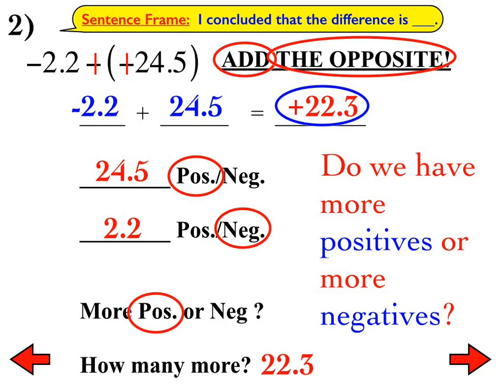All right, I would like everybody to do number 3 and number 4, and then we will compare with our shoulder partner. Both number 3 and number 4.